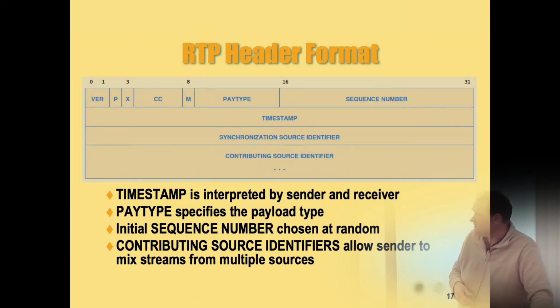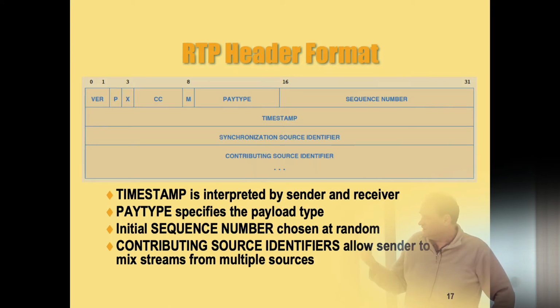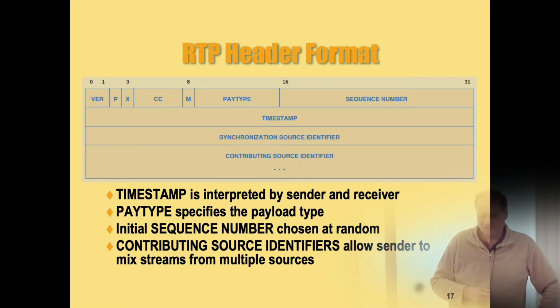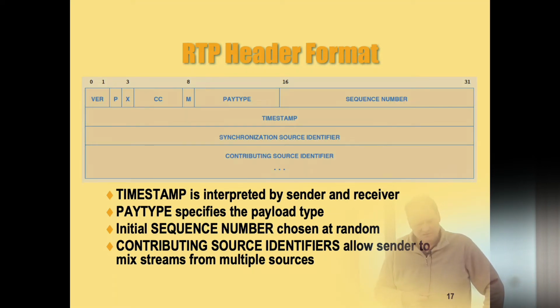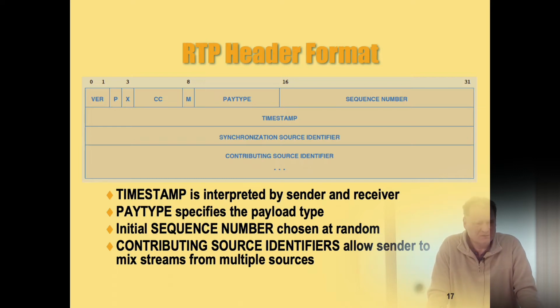Pay type is the payload type, if it's a video stream or audio stream, what it is. Sequence number is initially chosen at random, and then it just counts up 1 for each packet. The idea why we have a random start, can you come up with some idea why we should have a random start here? So no one else can guess.